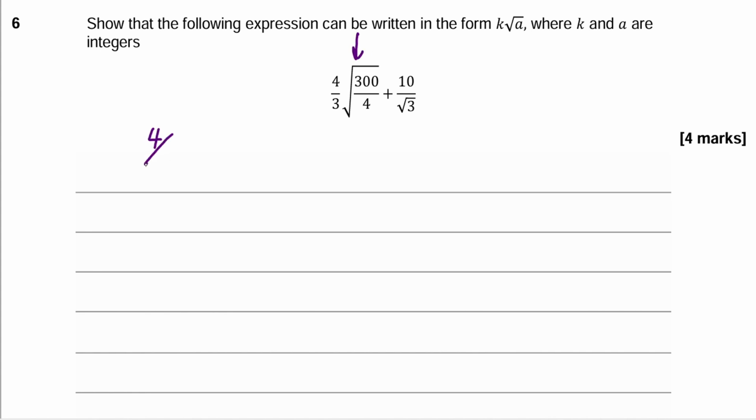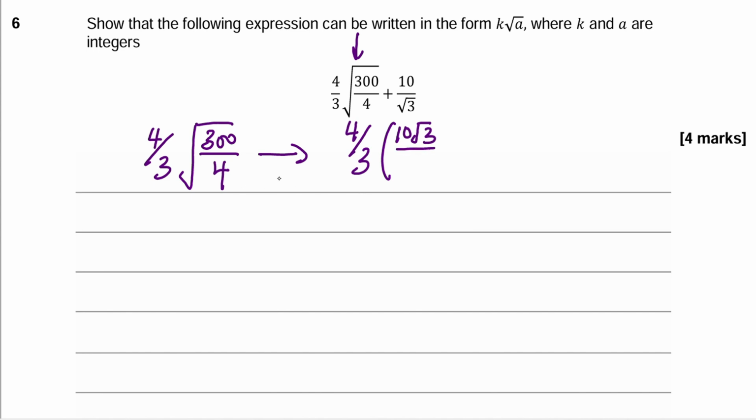So I have 4 over 3, then in square root 300 over 4. This will be 4 over 3, and then the square root of 300 is 10 root 3 over the square root of 4 here, which is 2. Then I'm going to simplify. 2 here will go 1, and 2 here is 2. So I'm left with 2 over 3 in bracket 10 root 3 over 1.